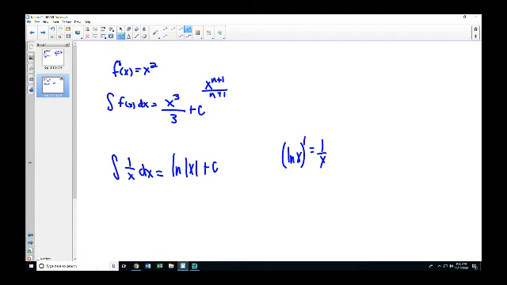All right, what about this one? Isn't it just e to the x plus C? There you go. Those are our basics. You can do sine, cosine, all those. Those are all fair game too.